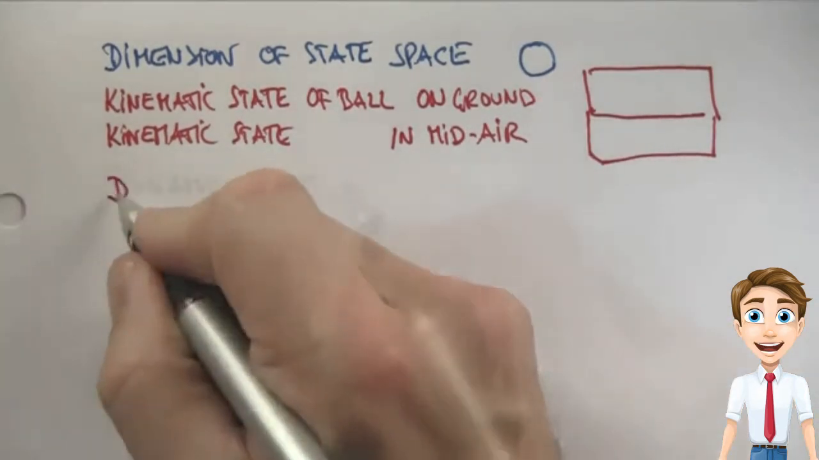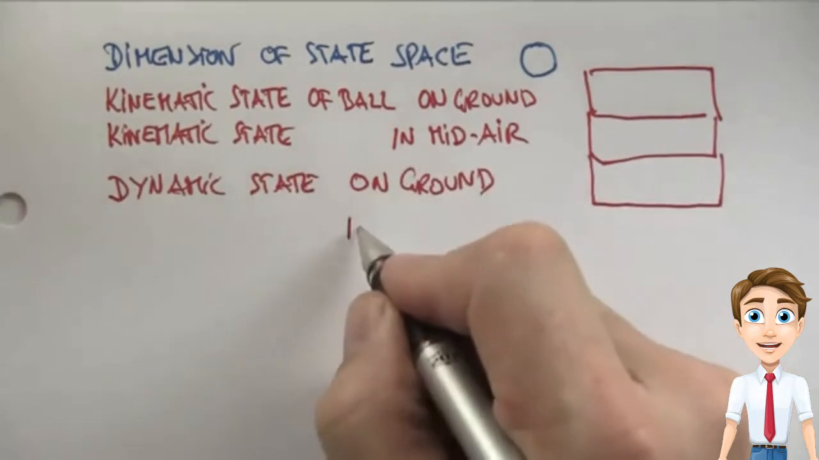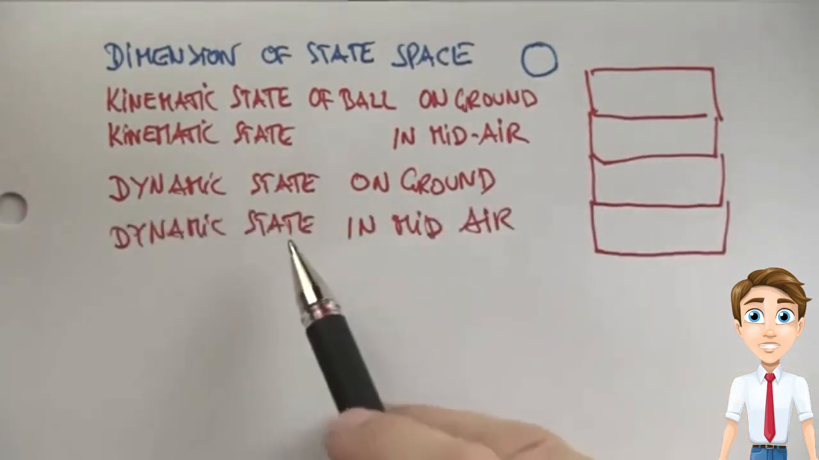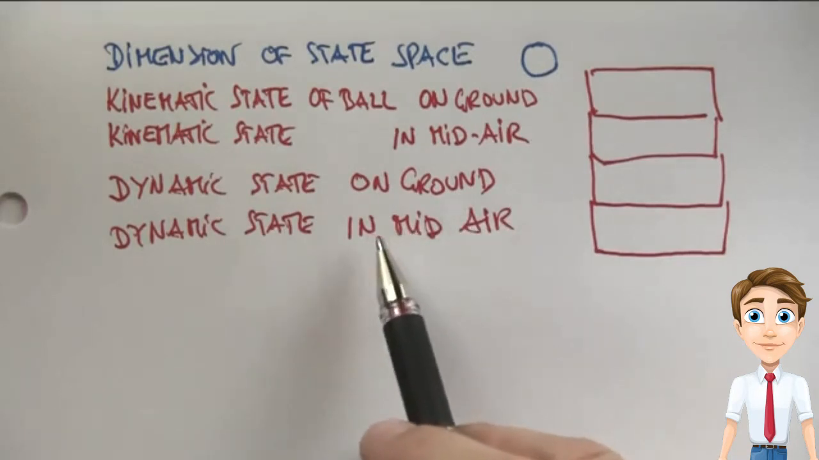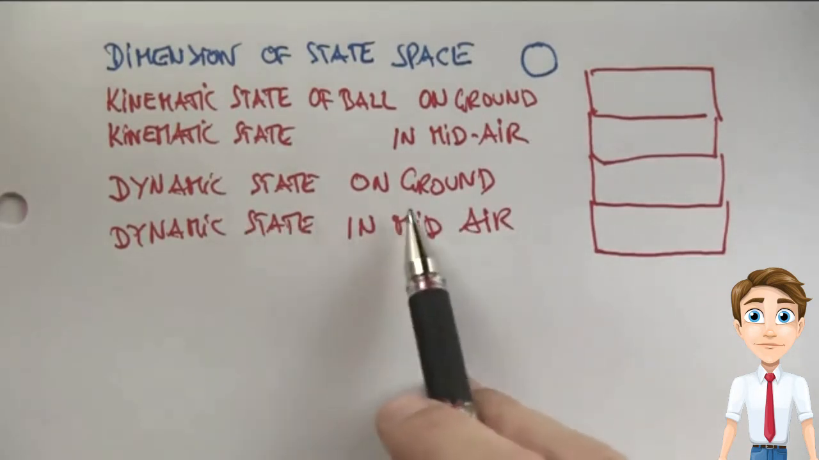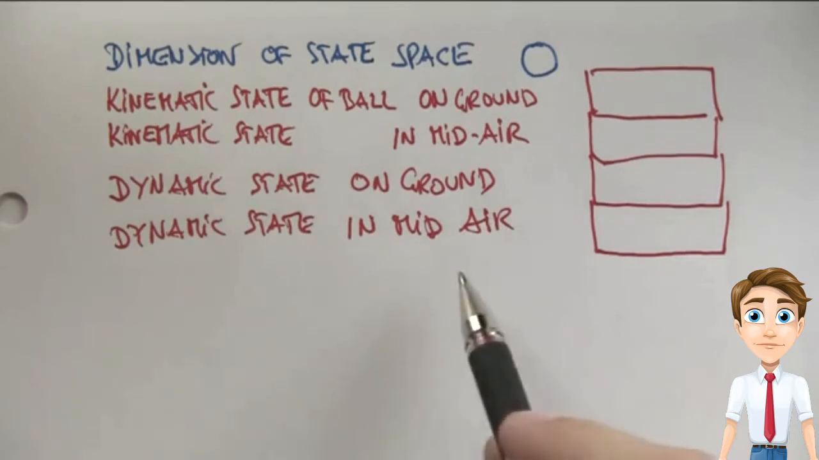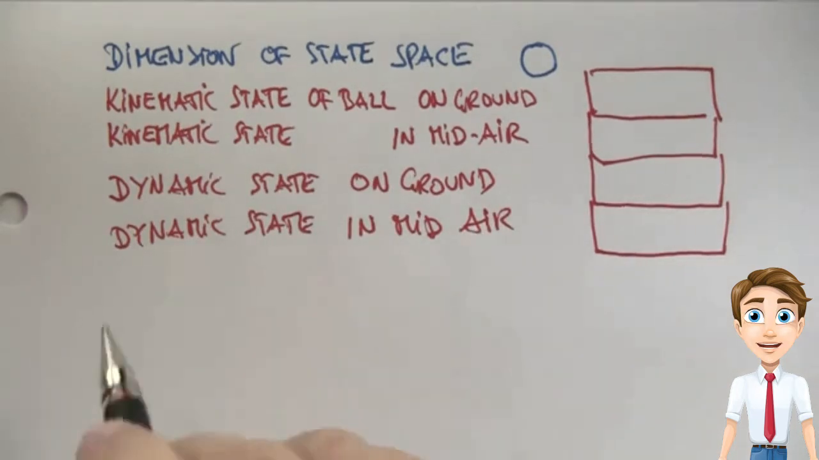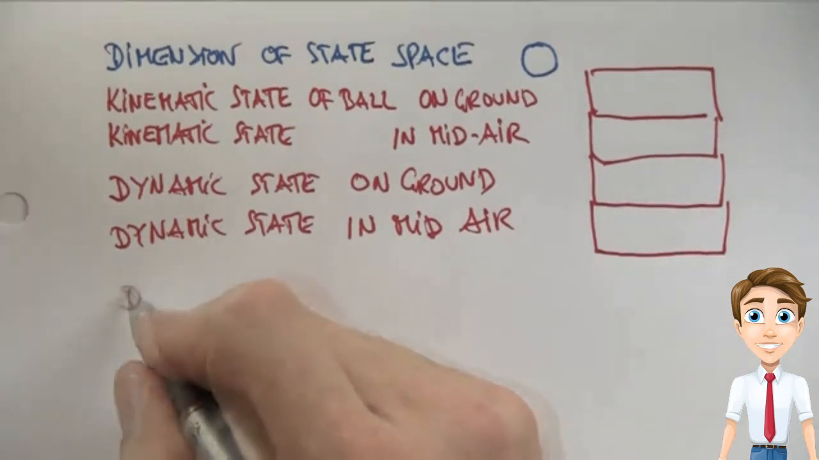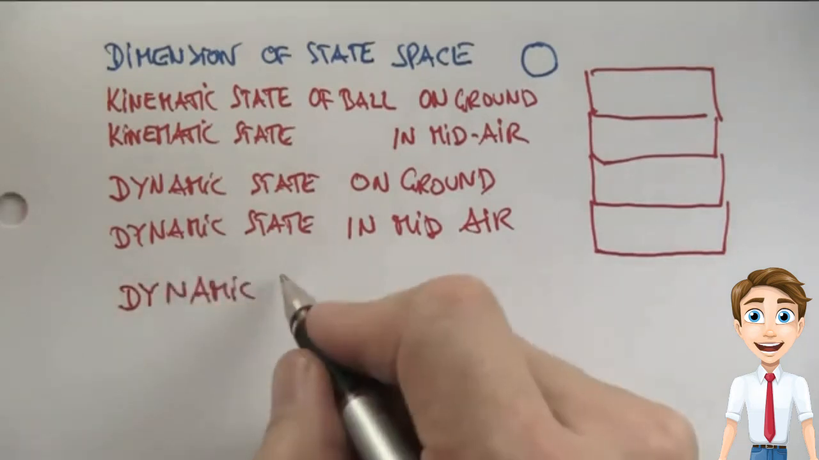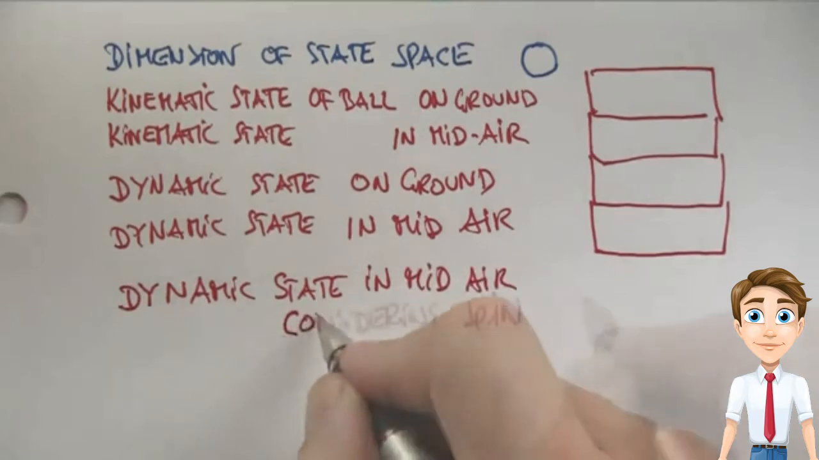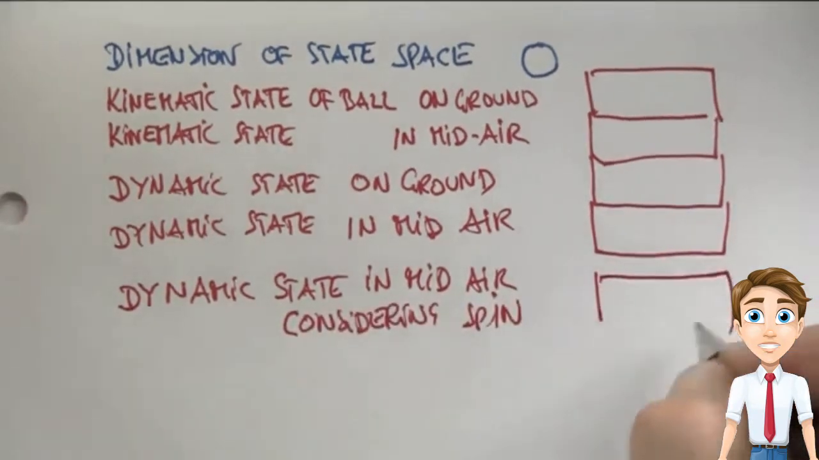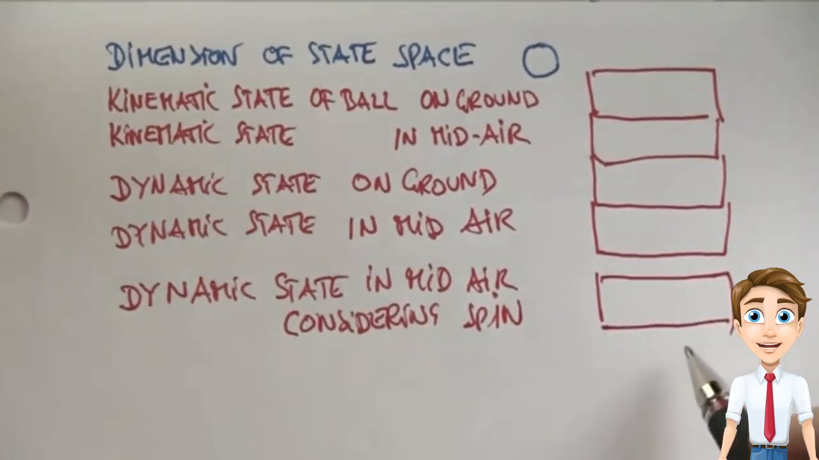Let's look at the dynamic state on the ground and in midair. And for the dynamic state, I wish to ignore things like spin. I just care about velocities as a person really far away could observe them, just to make things clear. And finally, I'd like to include spin. So let me take the most complicated situation: dynamic state in midair, considering spin. The last one is really a tricky question, so I don't mind at all if you get this wrong.